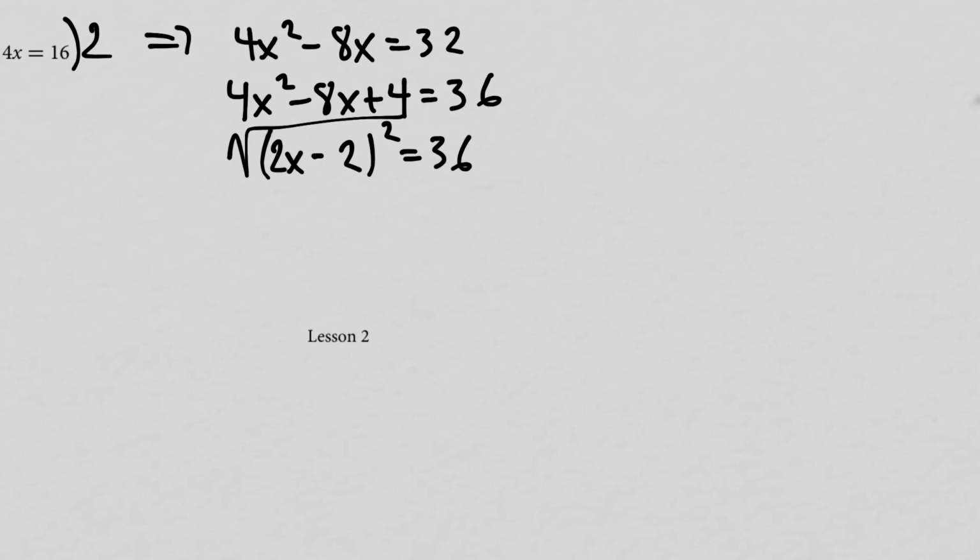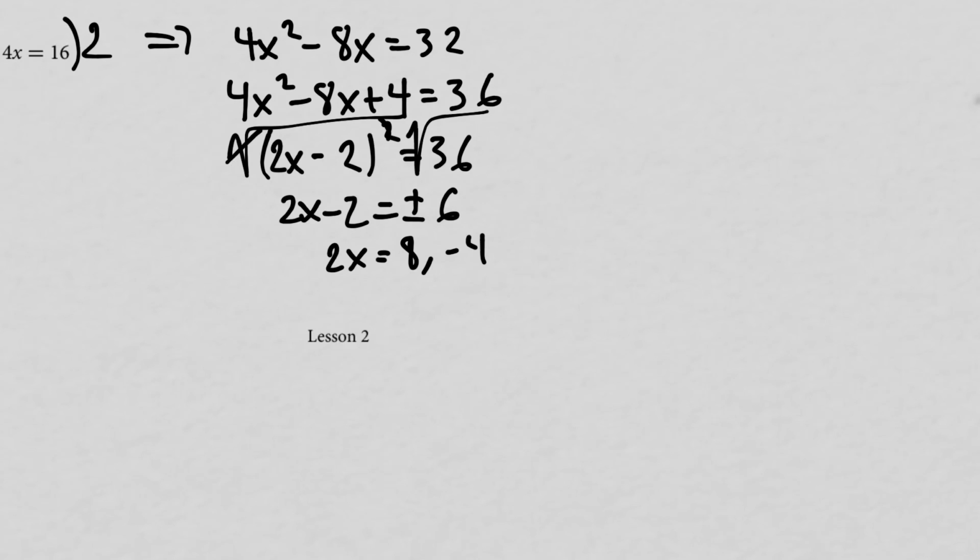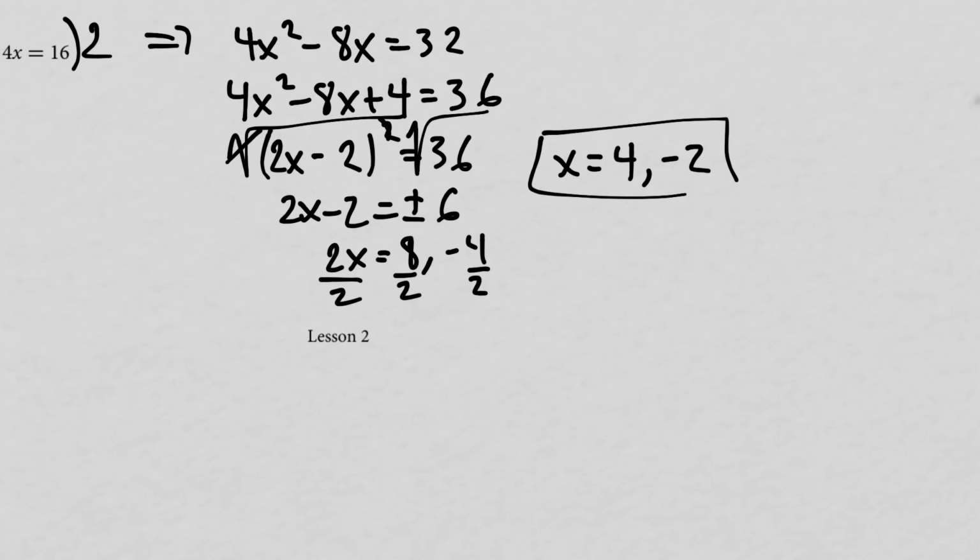Take the square root of both sides to cancel the square. 2x minus 2 equals plus or minus, 36 is a perfect square, so plus or minus 6. Add 2 to both sides, so 2x equals, now remember when you add 2, you have to consider the positive 6 and the negative 6. Positive 6 plus 2 is 8. Negative 6 plus 2 is negative 4. And finally, divide by 2. Don't forget to do it to both of your solutions there. So your final answer is x equals 4, since 8 divided by 2 is 4, and negative 2, because negative 4 divided by 2 is negative 2. There it is.